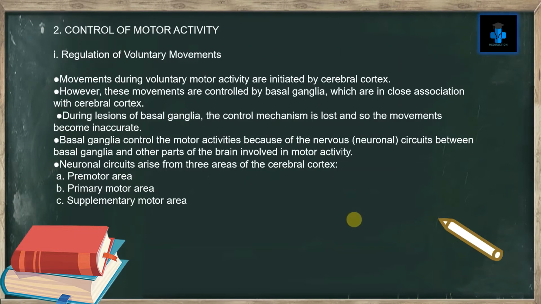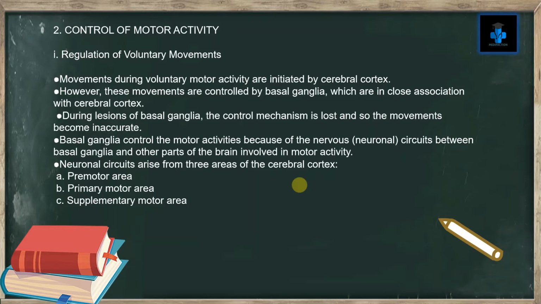Second function, control of motor activity, and it controls by various methods. Number 1, regulation of voluntary movements. Movements during voluntary motor activity are initiated by cerebral cortex. However, these movements are controlled by basal ganglia, which are in close association with cerebral cortex. During lesion of basal ganglia, the control mechanism is lost and so the movements become inaccurate.